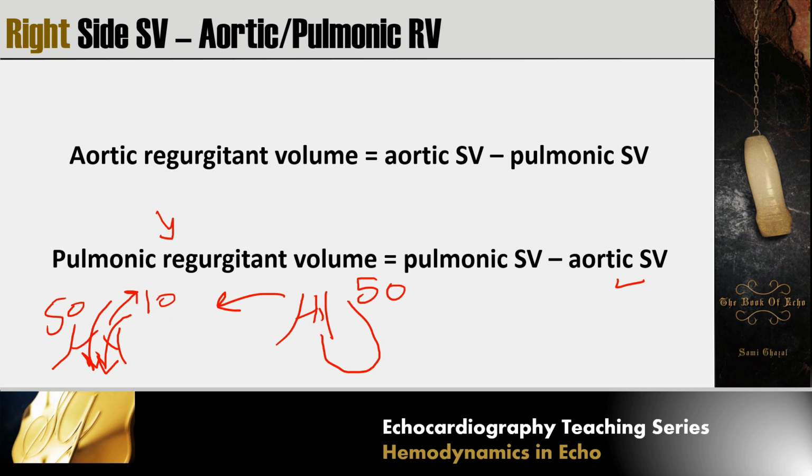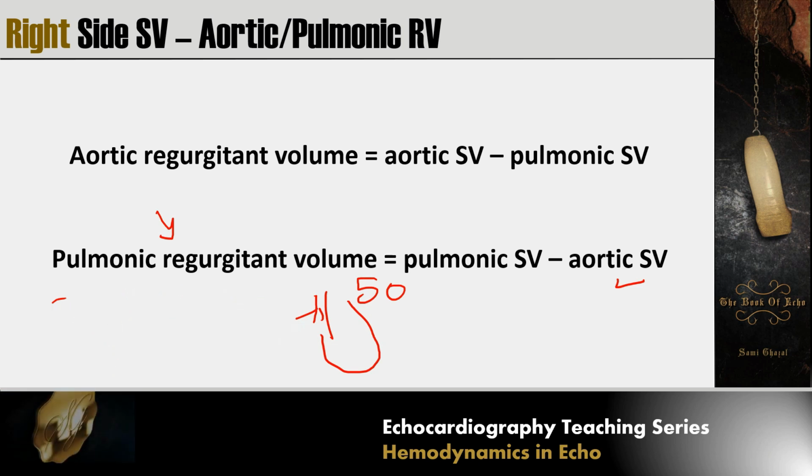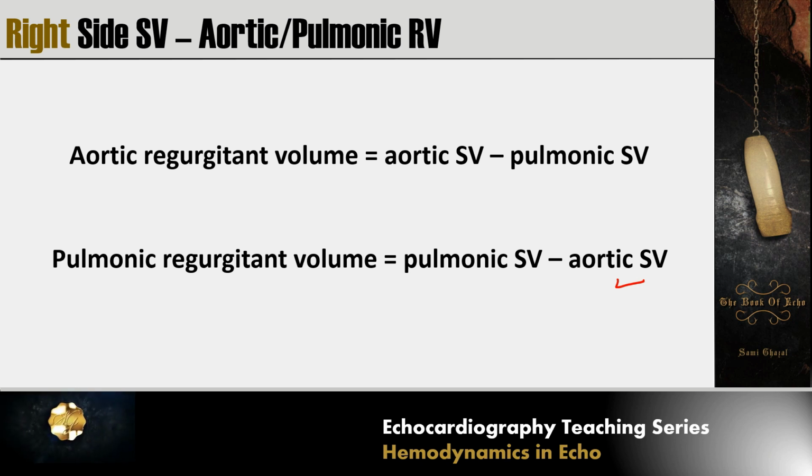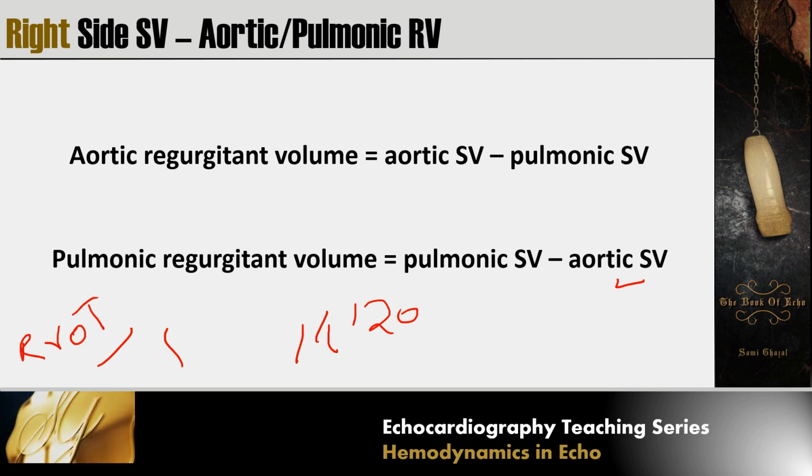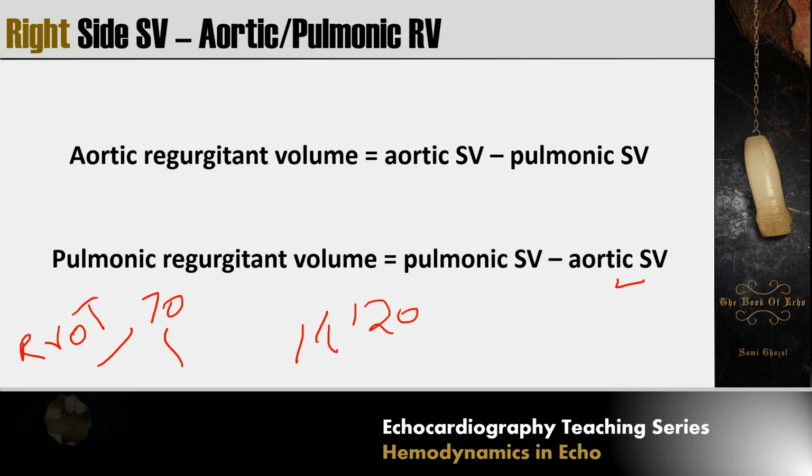So if the aortic valve is sending, let's say, 120 ml, and this is the aortic valve, it has sent 120 ml, but the pulmonic valve, or the RVOT to be more accurate, is sending, let's say, 70 ml. So where is the rest? Why is there a difference? Because this valve is regurgitant, so it is sending 70 only and bringing back 50. So 50 ml will be regurgitant back.